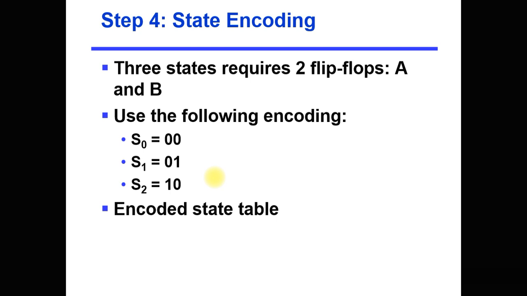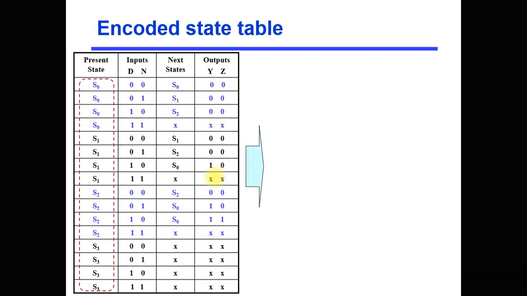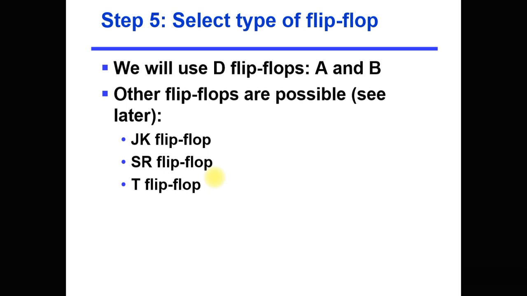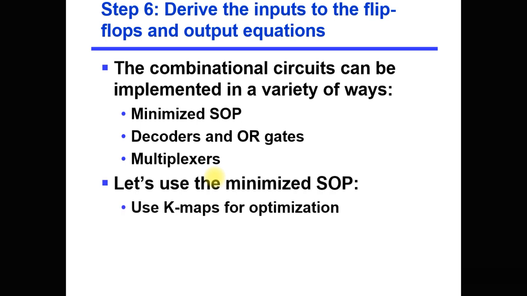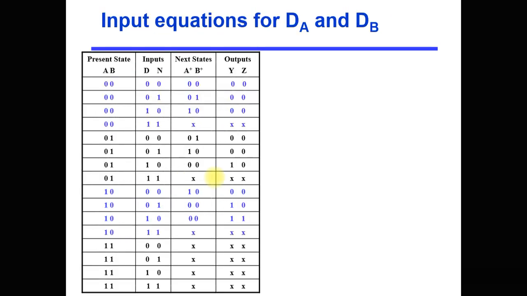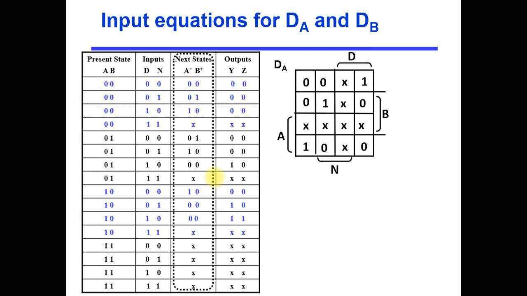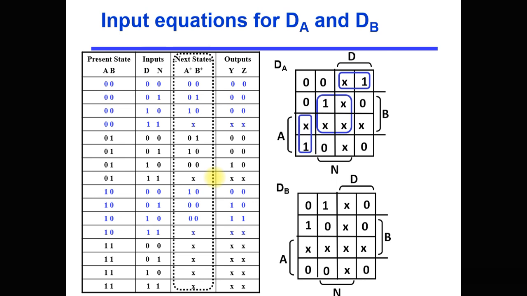For the three states we require two flip-flops, A and B. As you can see, if we encode the state table this way, we will use D flip-flops, A and B. Other flip-flops are possible. We can also use JK flip-flops, SR flip-flops and T flip-flops, which are discussed in later lectures. The combinational circuit can always be implemented in a variety of ways. We have already studied and used minimized SOPs, decoders, OR gates, multiplexers, and many more things like that. So from the state table, we will make the K-maps and solve the equations from these K-maps.